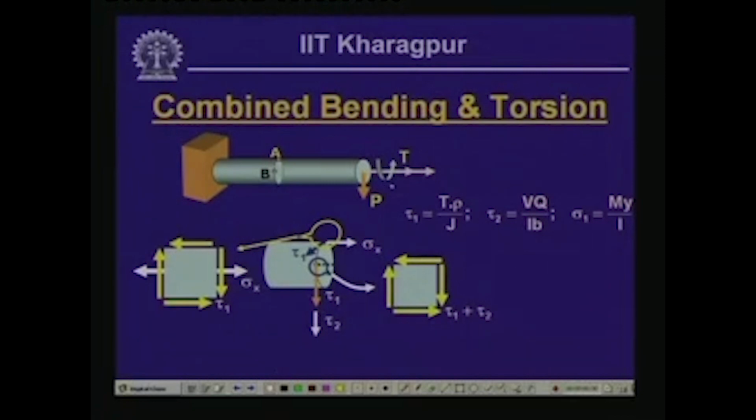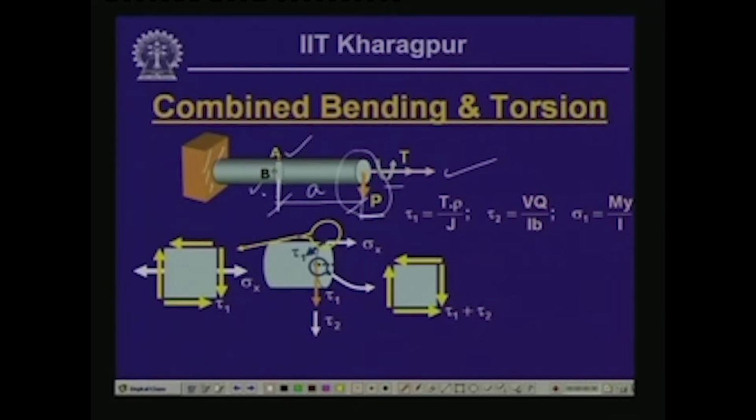Now, if you look into this, here we have a twisting moment acting, again a positive twisting moment, and a load P acting at the end of this cantilever beam. This is fixed at this particular end. Now, this load acting at the free end of the cantilever beam will produce a moment at the section where we are interested to find the stresses. We are interested in finding the stresses at points A and B on this particular cross section, let us say, which is at a distance of A from the free end.